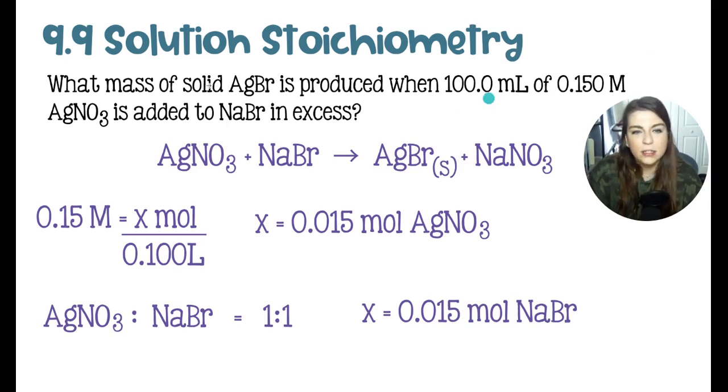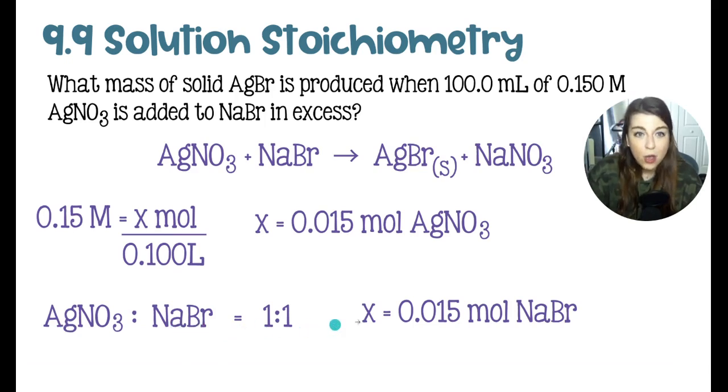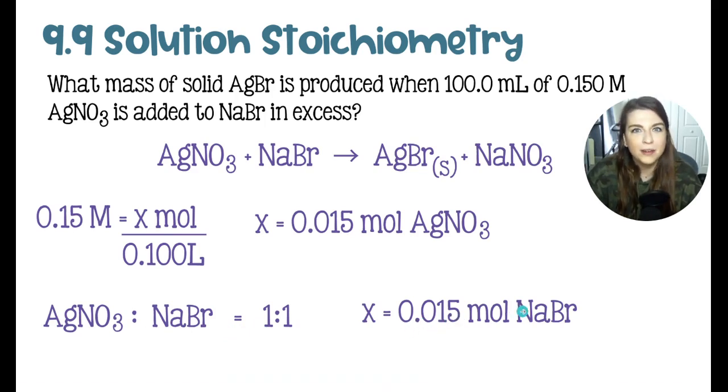So what I've done is I've tried to determine the number of moles of AgNO3 based on the data given from this solution. So I've plugged in my 0.15 molar and my 100 milliliters, of course, got converted to liters. Solved for the number of moles, and I got 0.015 moles of the silver nitrate. Looking at my chemical reaction, at this point I would do a mole ratio, but because my reaction is a 1-to-1, I don't actually have to do any math. I know that I am working with 0.015 moles of sodium bromide.